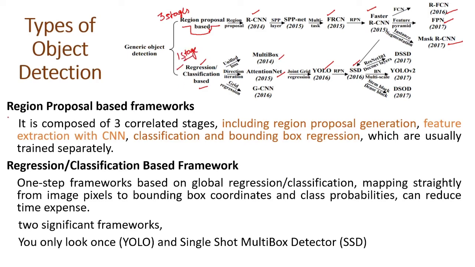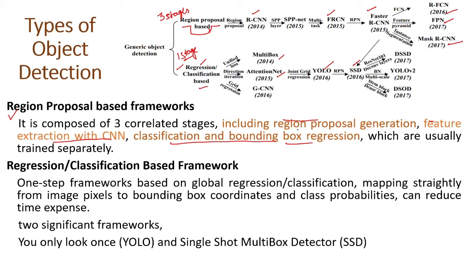So first we will talk about region proposal based frameworks. In this we have three things. First is region proposal generation. Second is feature extraction with CNN. And third thing, classification and bounding box regression. If you will see, it is pretty much the same as what we do in traditional object detection.